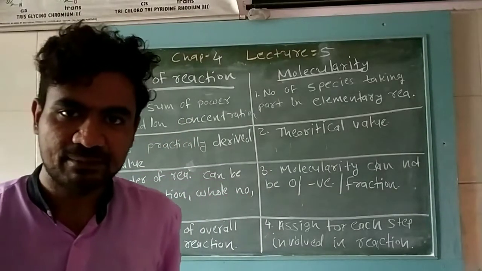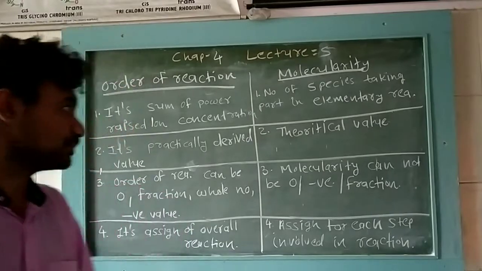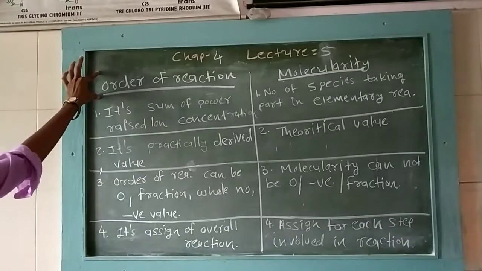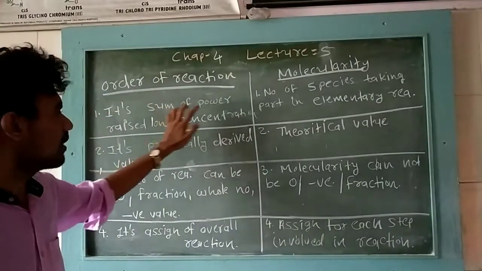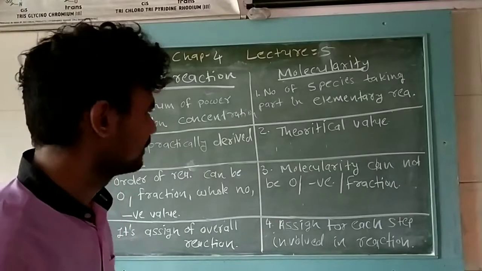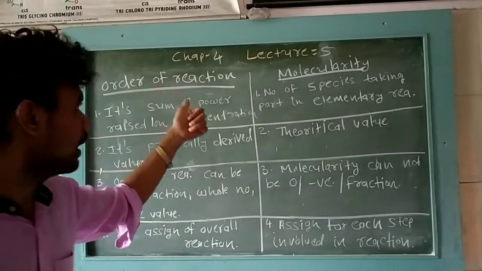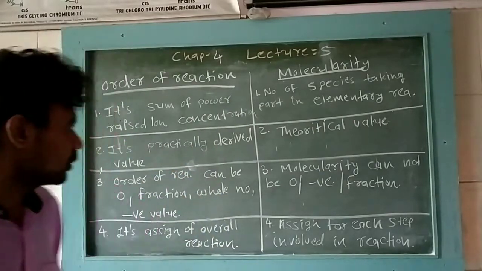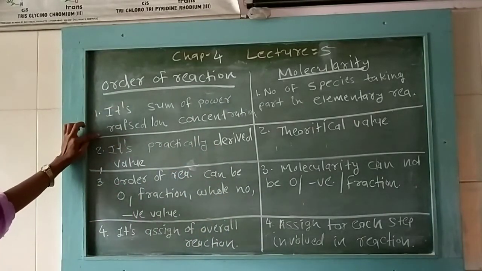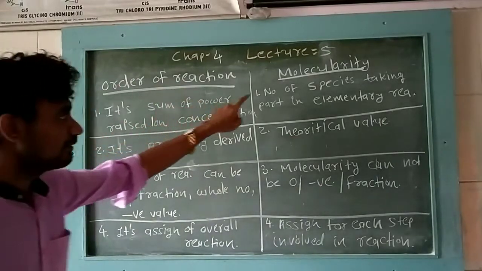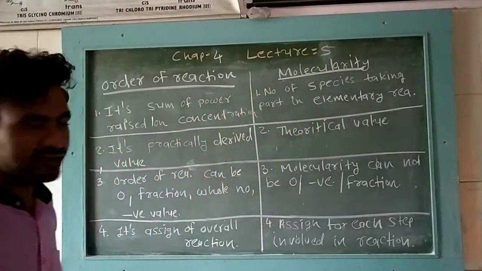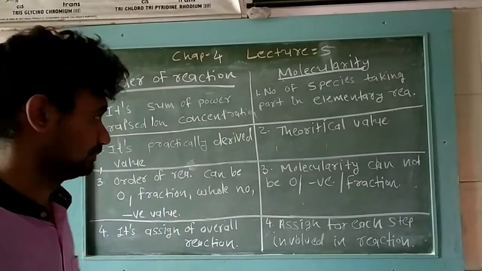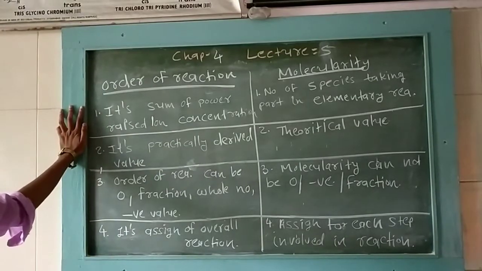Here is the difference between molecularity and order of reaction. The first point is the definition. Order of reaction is the sum of powers based on concentration. Yesterday we learned order of reaction, in which we were adding the x and y powers. While in molecularity, the definition is the number of species taking part in an elementary reaction. That is the definition of molecularity.